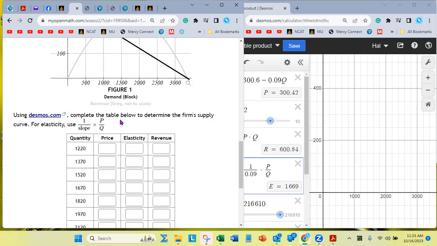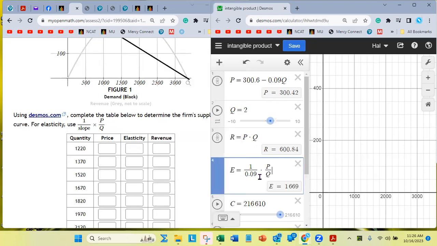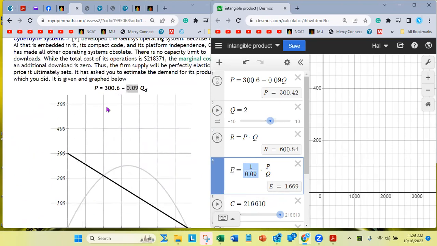The book will teach you that you want to use the midpoint of the price and the midpoint of the quantity. I prefer the point elasticity, the elasticity at a given point, right? Okay, now we've got the elasticity set up. This is 1 over the slope of the linear demand curve, and this is the price quantity ratio. And the last thing we gotta do to make sure it's set up right is we gotta get the cost.